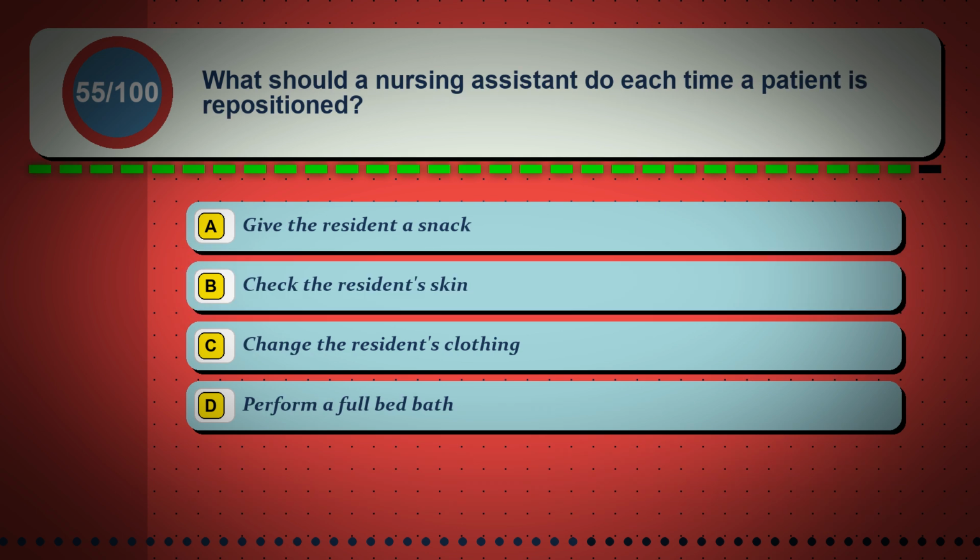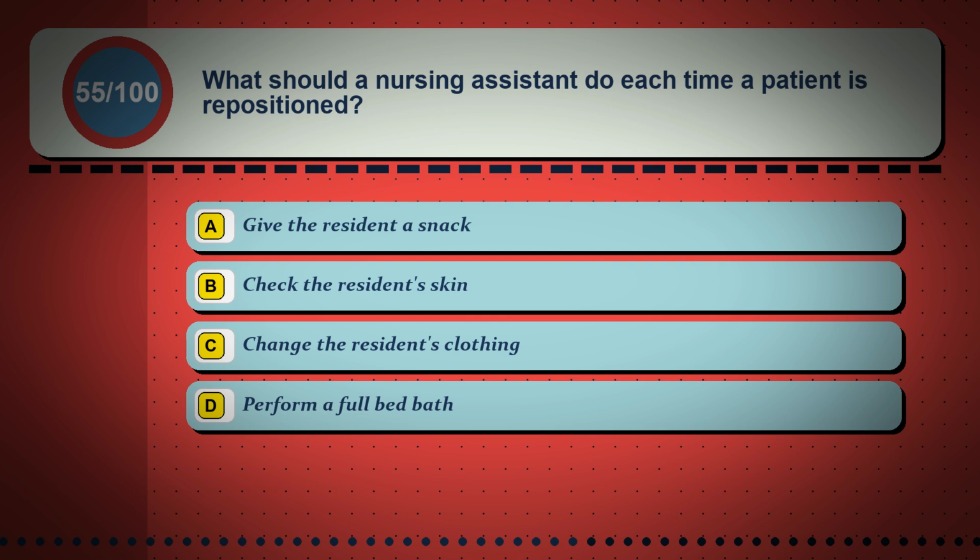Question 55. What should a nursing assistant do each time a patient is repositioned? Option A. Give the resident a snack. Option B. Check the resident's skin. Option C. Change the resident's clothing. Option D. Perform a full bed bath.